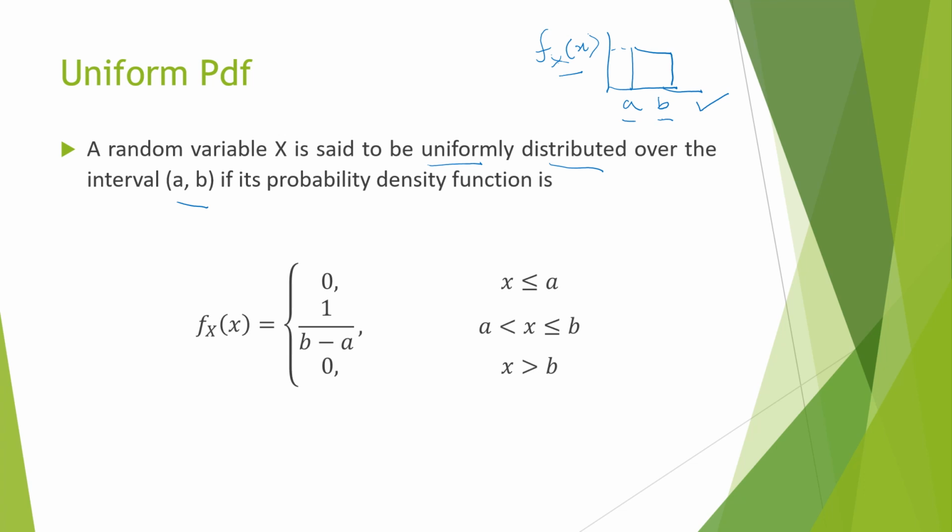So mathematically, how do we define it? For the variable value x less than or equal to A, the value is 0. Between A and B, its value is 1 by B minus A, and beyond B, its value is 0. This is how we define the uniform PDF. We can compute this value 1 by B minus A, since we know that the area under this is 1. In that case, it has to be 1 by B minus A. So, this is the uniform PDF.